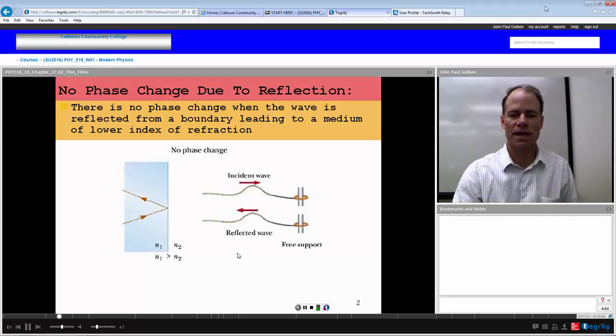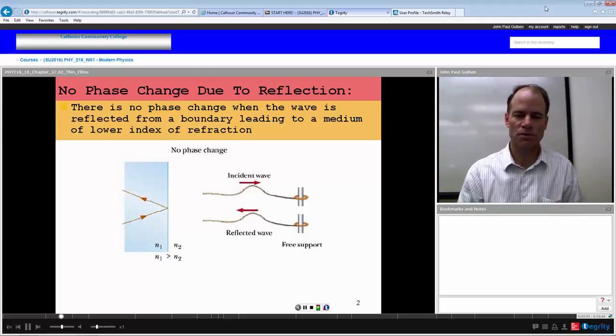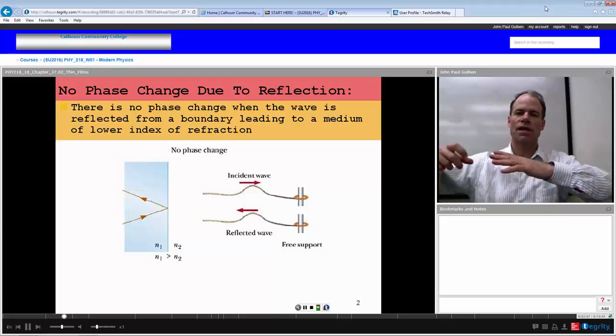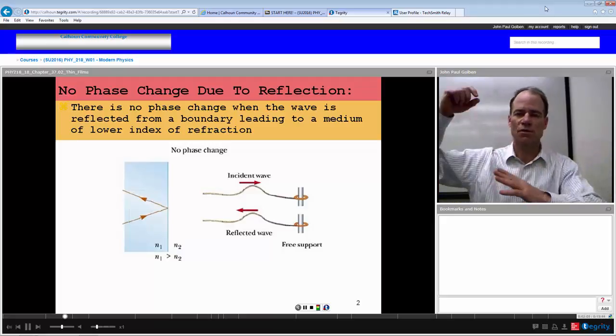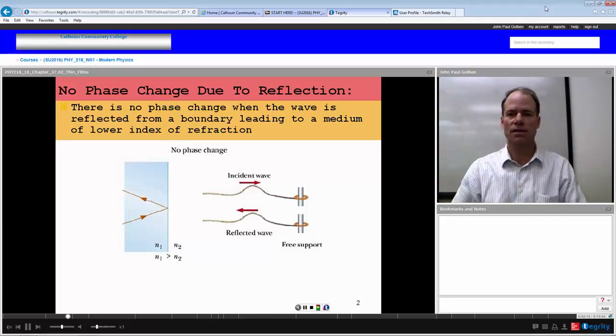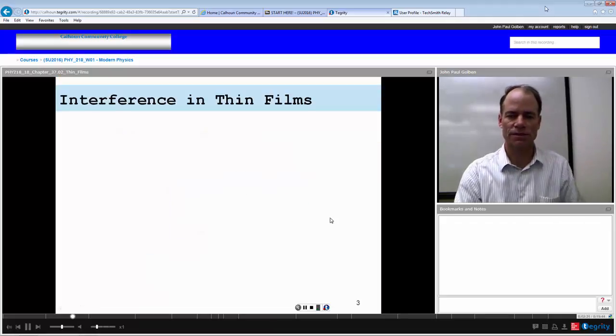The mechanical analogy to that is if we had a wave pulse on a string, but our support was free. It was free to move. So whatever the wave did when it came in, it was free to move. There was no reverse action of the support or Newton's third law on the support. It just did what it did. And then when it comes back out, it's going to look exactly the same. So no phase change for that type of reflection.